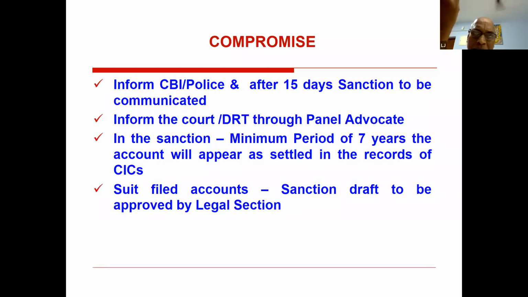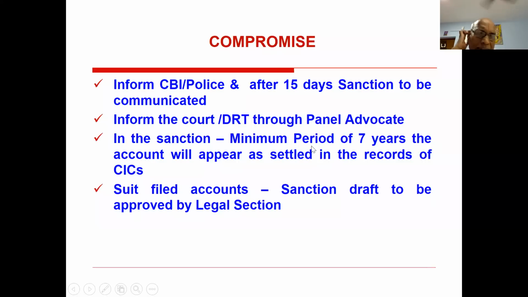If no permission comes, that is, if a rejection comes, then you can convey the sanction to the borrower. Then inform the court, DRT. If the suit is filed in the DRT, or if the suit is filed in a civil court, you have to inform them through the panel advocate. And the next point is very important.